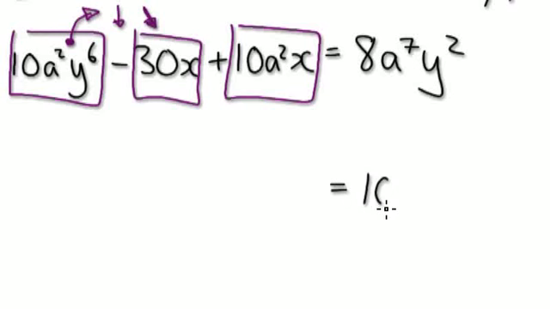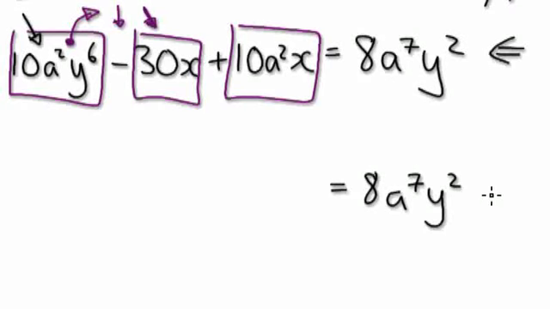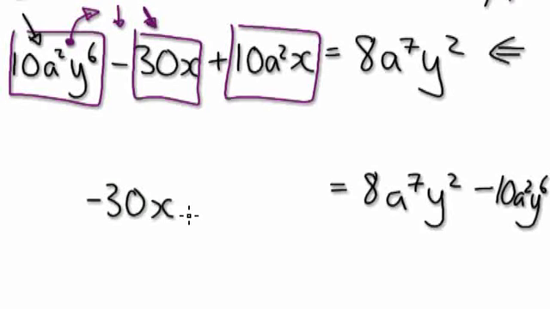So on this side it will be, hang on. Oh, sorry. Okay, on the right hand side, we are here at the moment. Now take away this block from both sides. So take this down first, and then take away 10a squared y to the power 6. And then on this side we've got minus 30x plus 10a squared x.